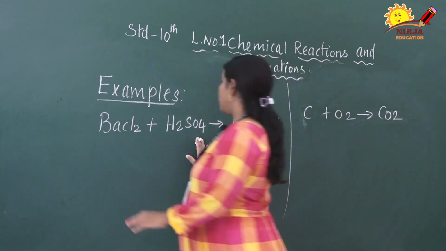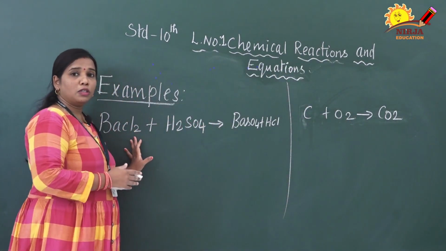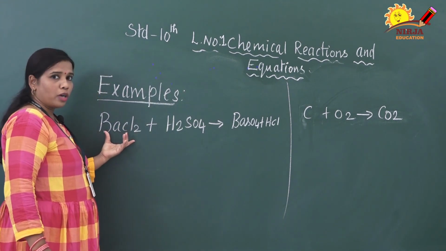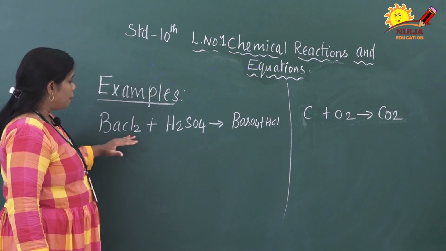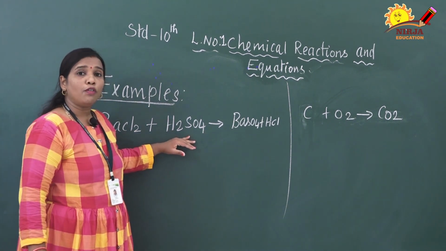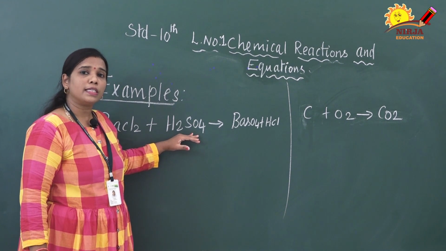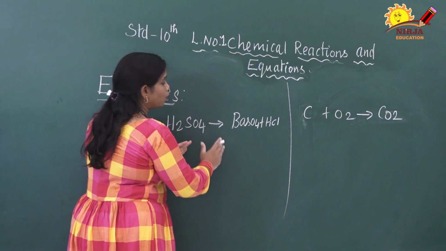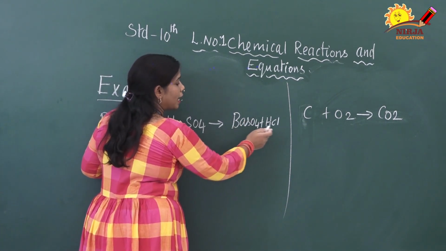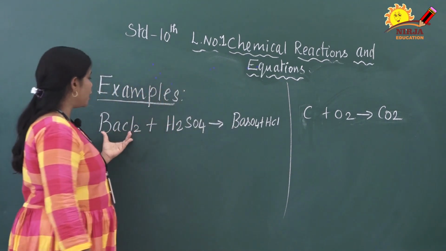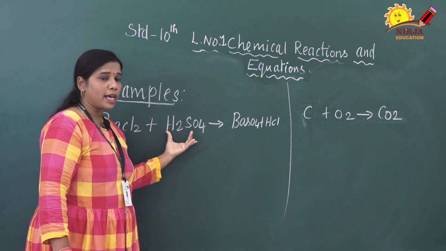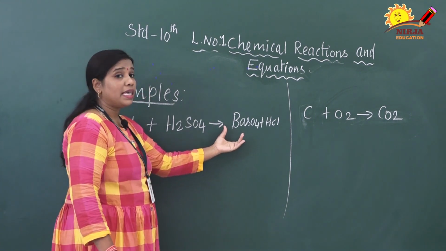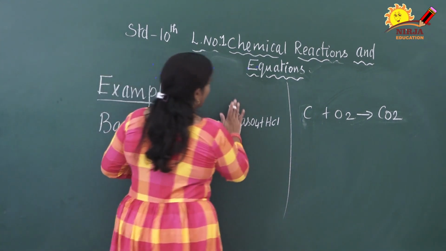Now we are going to do the next equation. Already we did 2, another one also we are going to do here. There is barium chloride, BaCl2. Barium chloride reacts with sulfuric acid, H2SO4. So these two are reactants. The products are barium sulfate and hydrochloric acid. Barium chloride reacts with sulfuric acid and produces two products. One is barium sulfate, BaSO4, another one is hydrochloric acid.